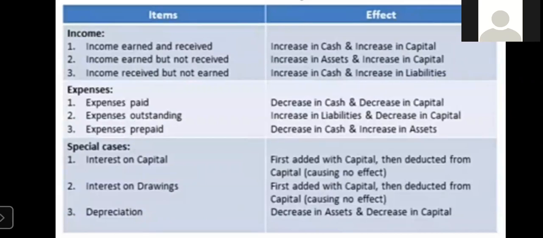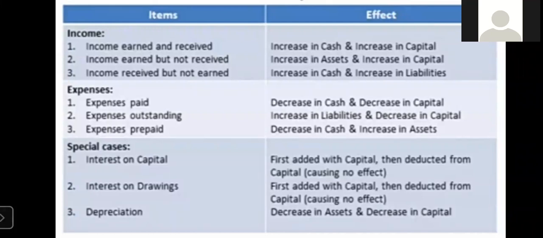In income, if income is earned and received, the effect is an increase in cash and an increase in capital. Second, income earned but not received means an increase in assets and an increase in capital. Third, income received but not earned, an increase in cash and an increase in liabilities. The second is expense. Expense paid, decrease in cash and decrease in capital. Second, expense outstanding, increase in liabilities and decrease in capital. The third is expense prepaid, decrease in cash and increase in assets.